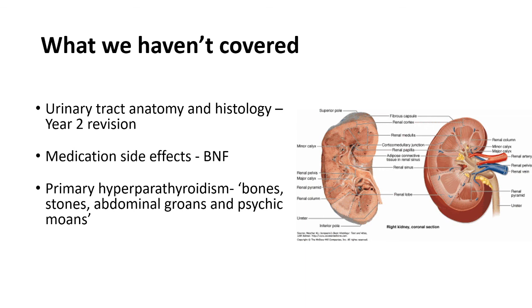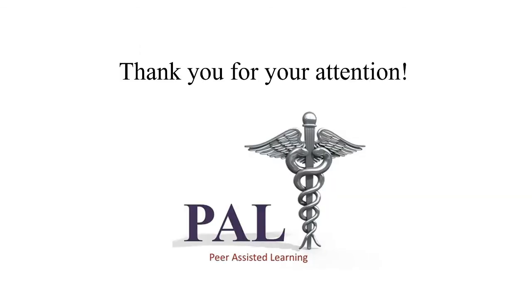And with this final slide, we have reached the end of this presentation. That is all you need to know about urinary tract infections and urinary calculus disease for Year 3 exams. Things that we haven't covered but are still important for exam purposes are anatomy and histology of the kidney and the ureters, side effects of medication mentioned, and the disease profile of primary hyperparathyroidism. Thank you for your attention.